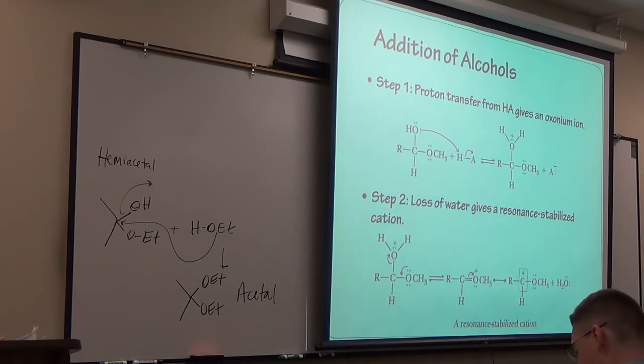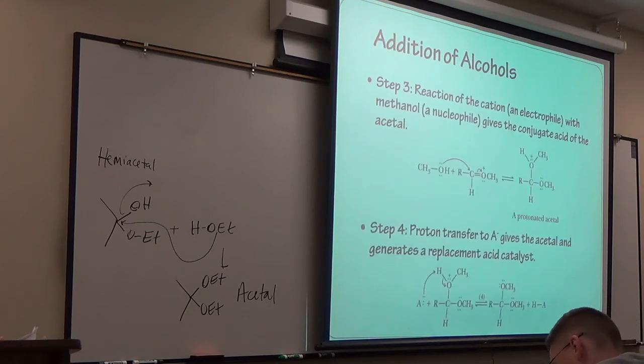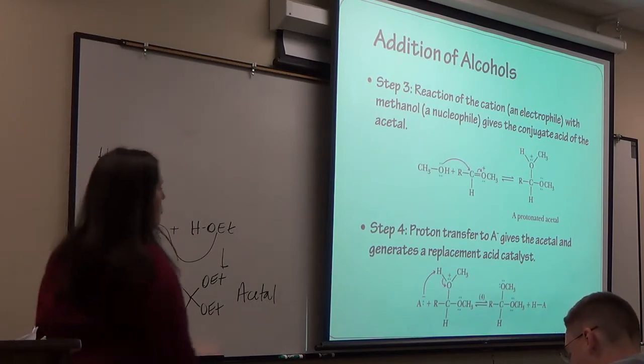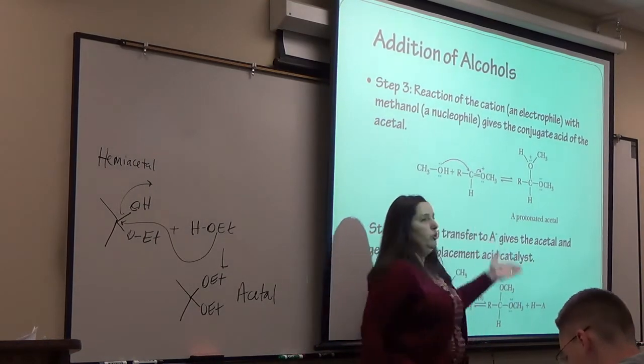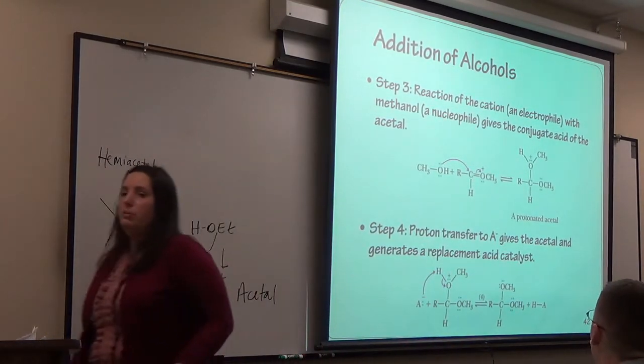And then you form the carbocation, and then the alcohol can come in as the nucleophile and attack the carbonyl, right? And so then you, again, need that last step to remove the hydrogen. And then you get the acetal, right? Two alkoxy groups. The alcohol was removed as water in step 2.